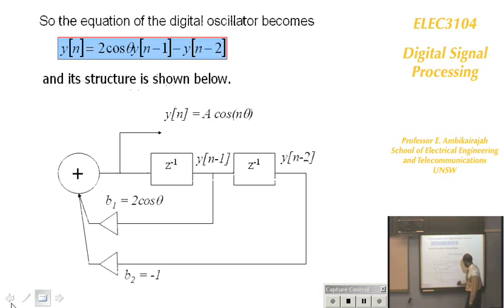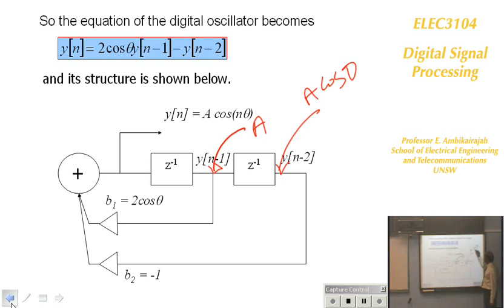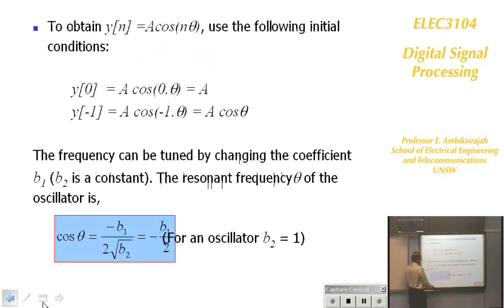In this diagram, for y naught I'm going to put a, and here I'm going to put a cos theta. If I put those 2 values at the start, all I need is the cosine of the oscillation frequency you need. So if I put that in here, this system will oscillate. So that's what that is.